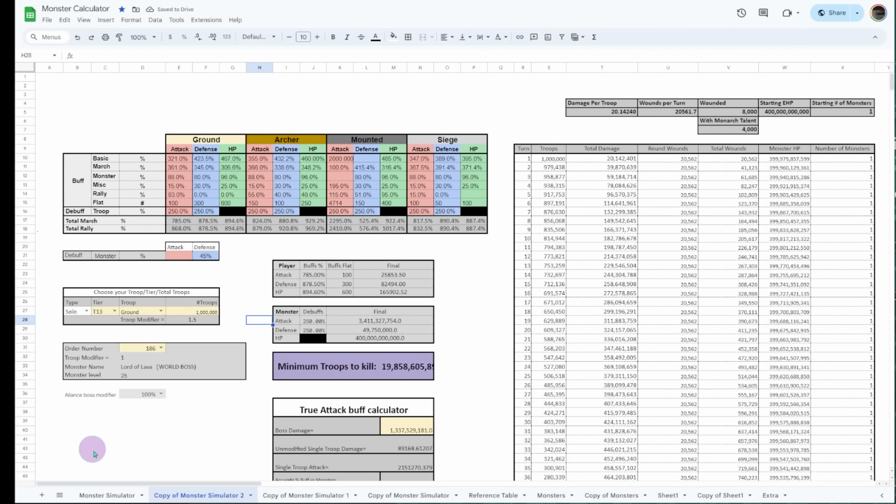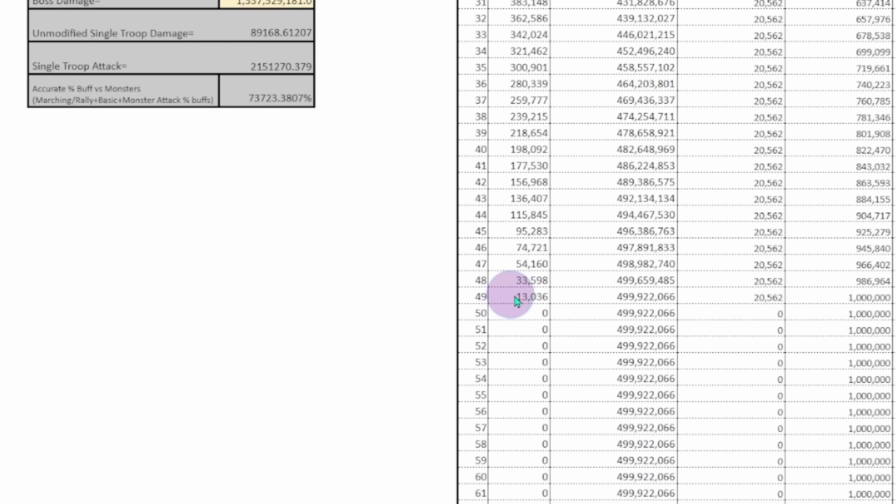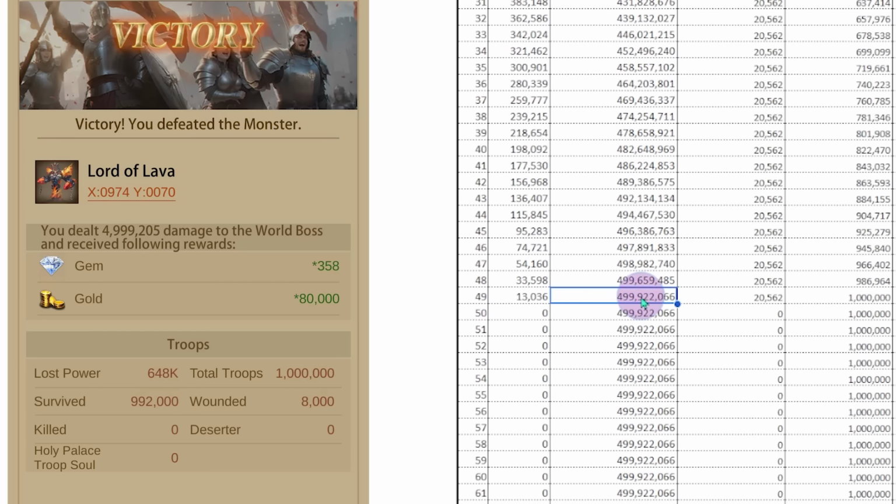So just to give a demonstration of a world boss monster, here we have 1 million ground troops, tier 13s again. And we come down here, we'll see that they lasted a total of 49 rounds with this damage right here. Well, you divide this damage by 100 to get the damage that you get in your report from attacking a world boss monster.